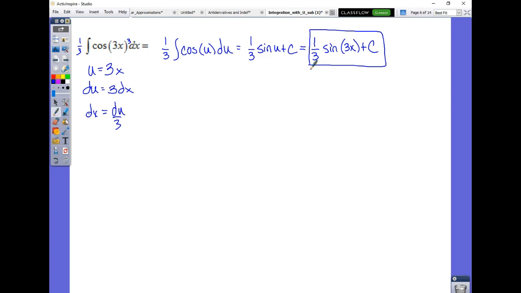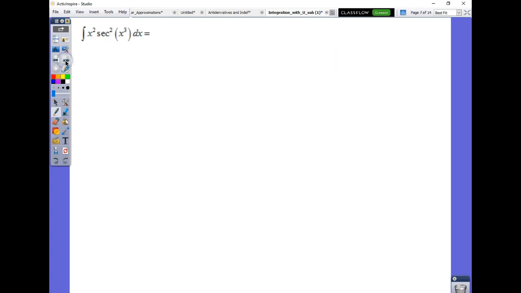Again, I'm going to give you a couple minutes to try the next one. I'm going to put the video on pause so that we don't have an awkward couple minutes of silence. The integral of x squared secant squared x cubed dx. So the answer's up on the board: 1/3 the tangent of x cubed plus c.